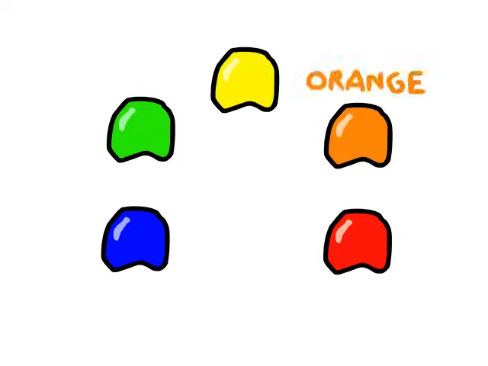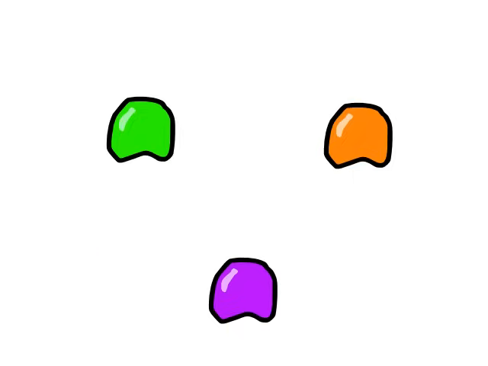Yellow and blue make green. Green, that's 4. Yellow and red make orange. Orange, that's 5. And red and blue make purple. Purple, that's 6. Here are the secondaries.